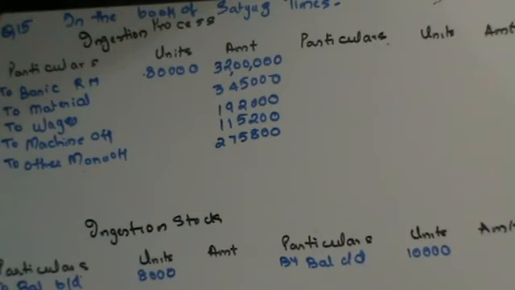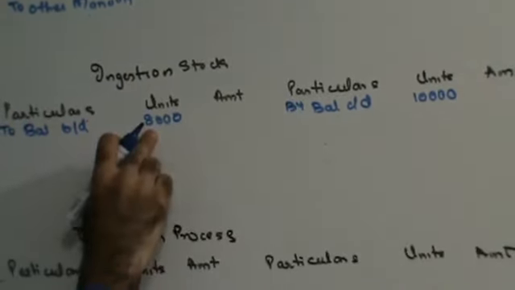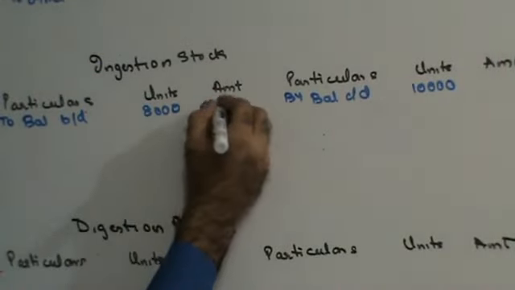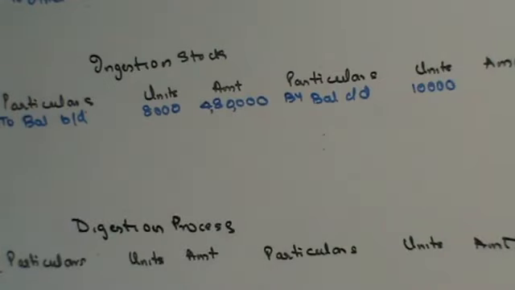They have also given you that value of opening stock per kg is 60 rupees. Opening stock we know is 8,000 units. Right? 60 rupees per kg. So for 8,000 kg, 6 8s are 48, 3 and 1, 4,80,000. So my opening stock is going to be 4,80,000.